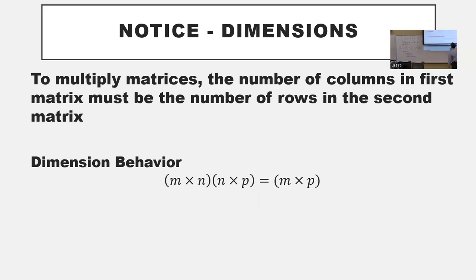And that's going to work in general. So the dimension behavior is that if we want to multiply matrices, the number of columns in the first matrix, that's how many entries are in a row, has to match the number of rows in the second matrix, that's how many entries are in a column.